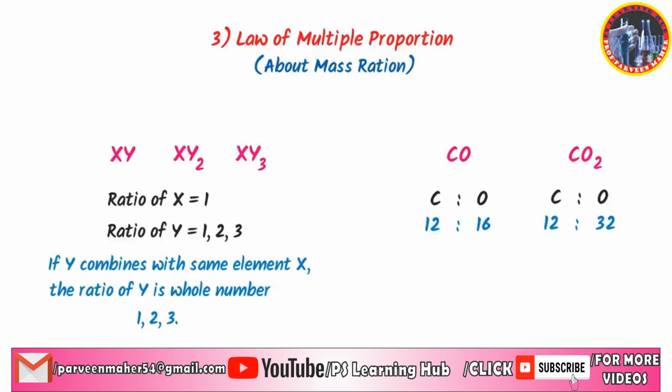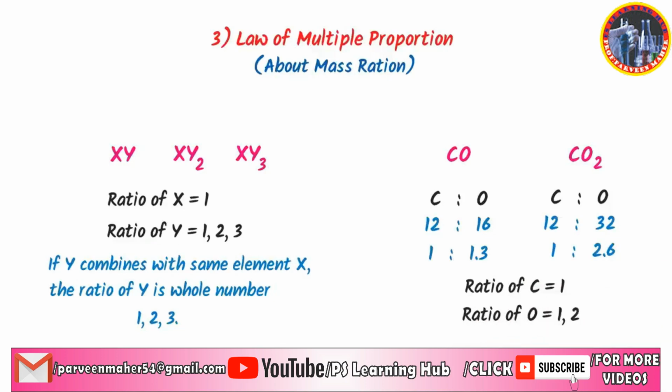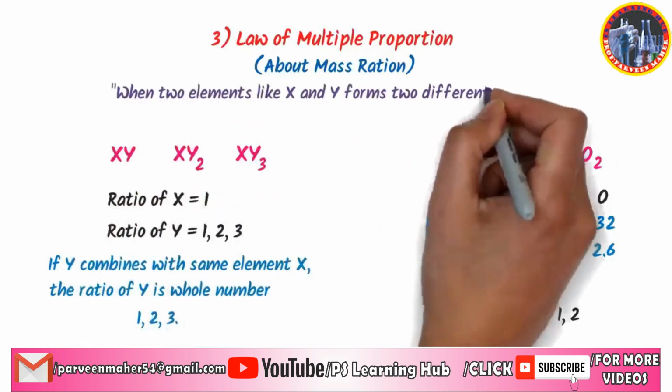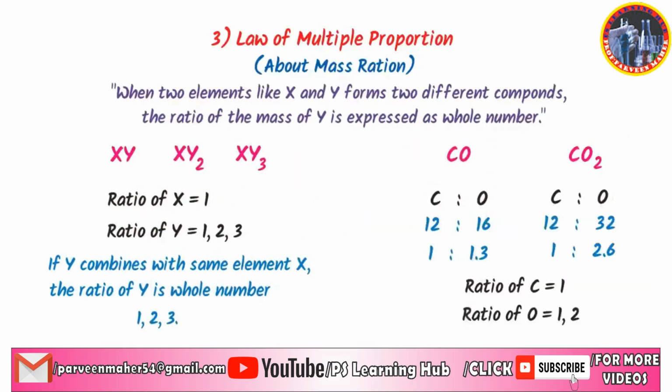Now dividing this whole thing by 12, in carbon monoxide, the ratio of carbon is 1:1.3, while in carbon dioxide, the ratio of carbon is 1:2. So the ratio of carbon is 1 in both the compounds, but the ratio of oxygen is 1:2, which is again a whole number. Therefore, this law states that when two elements like X and Y form two different compounds, the ratio of the mass of Y can be expressed as whole numbers. So this is what the law of multiple proportion teaches.